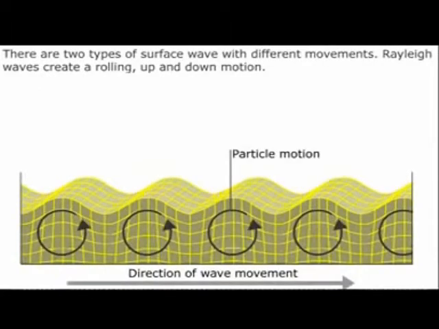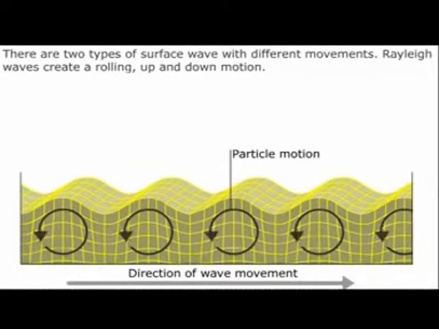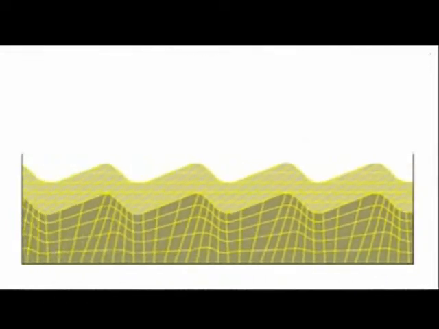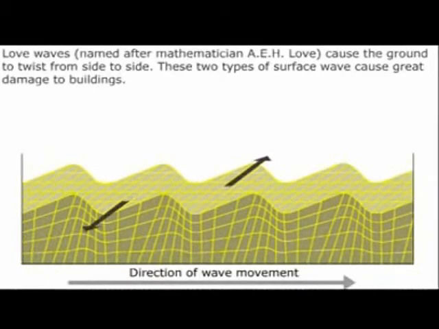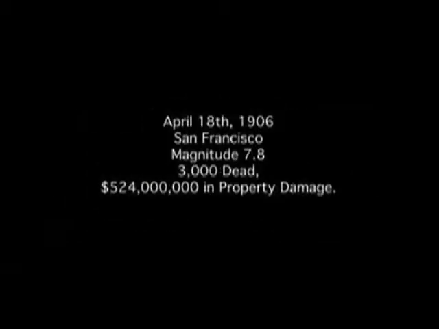There are two types of surface wave with different movements. Rayleigh waves create a rolling up and down motion. Love waves, named after mathematician A.E.H. Love, cause the ground to twist from side to side. These two types of surface waves cause great damage to buildings.